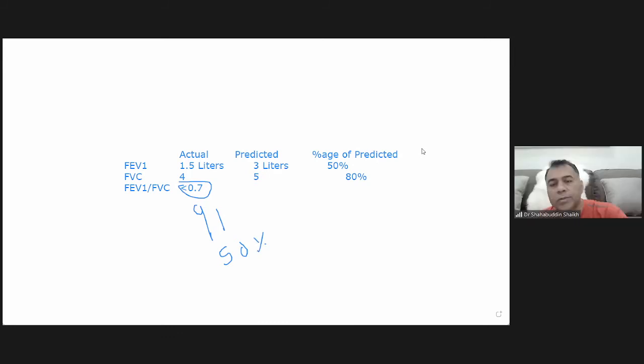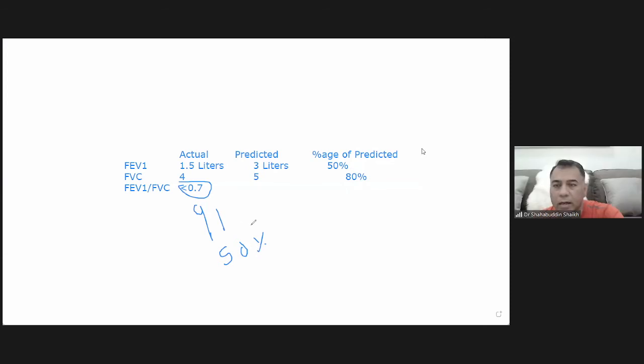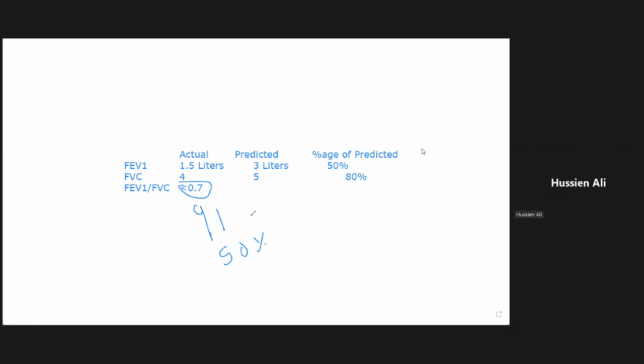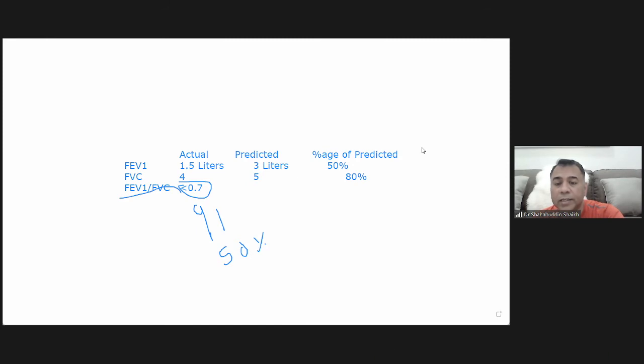This is how you have to identify it. If it's more than 70, it will be what? Normal. Not obstructive disease. The FEV1/FVC ratio is normal. How do you identify obstructive or restrictive?